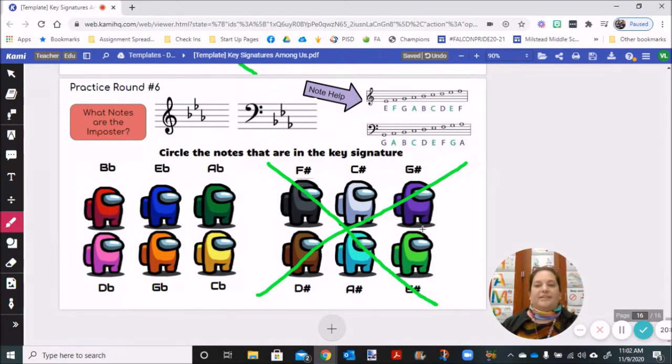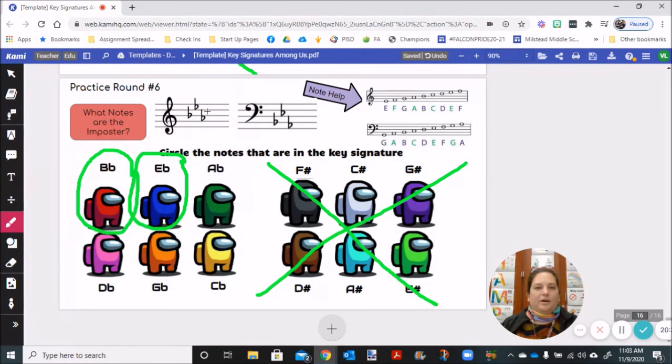No sharps in this key signature. Let's look at the first symbol, the first flat sign. It's going to be third line treble clef, second line bass clef. What letter name is it? B. All B's are flat. Look at the next symbol, fourth space, treble clef, third space, bass clef. What letter name lives there? E. E flat is our second imposter.